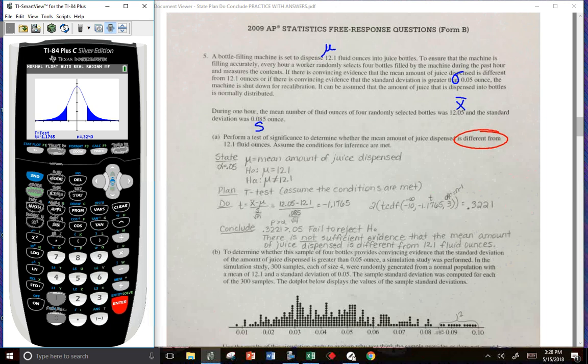Here we go. To determine whether the sample of 4 bottles provides convincing evidence that the standard deviation of the amount of juice dispensed is greater than 0.05 ounce, a simulation study was performed. In the simulation study, 300 samples, each of size 4, were randomly generated from a normal population with a mean of 12.1 and a standard deviation of 0.05. The sample standard deviation was computed for each of the 300 samples. The dot plot below displays the values of the sample standard deviations.